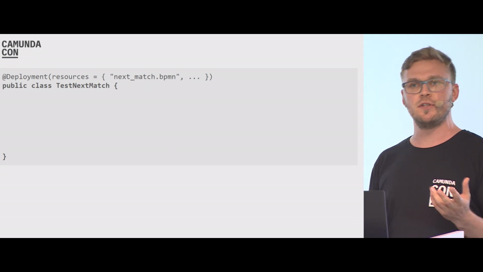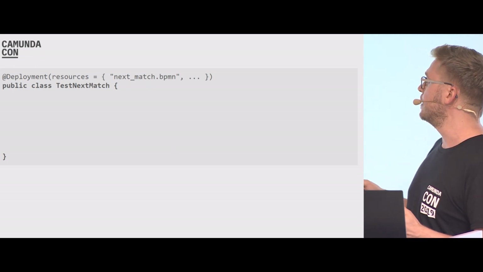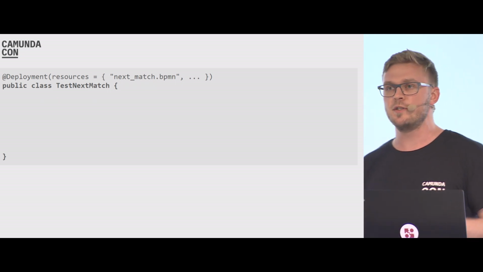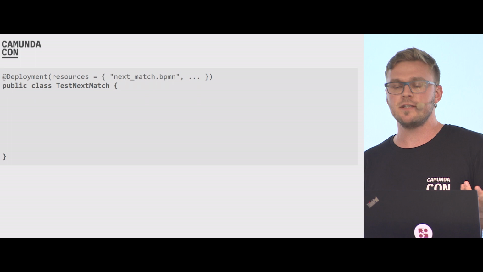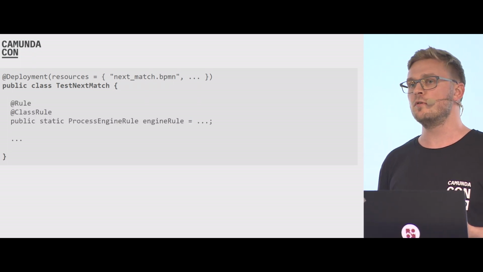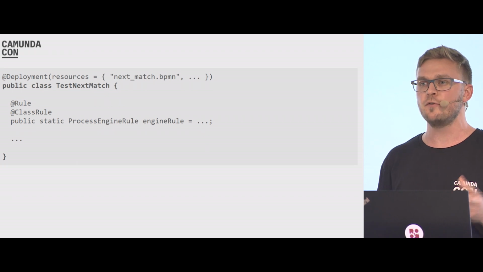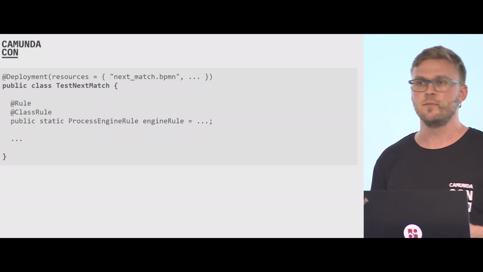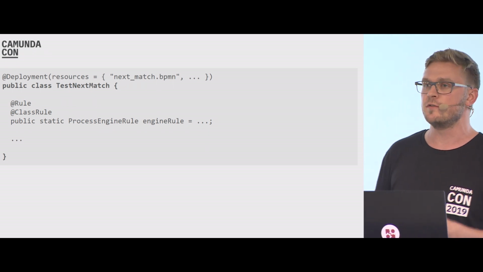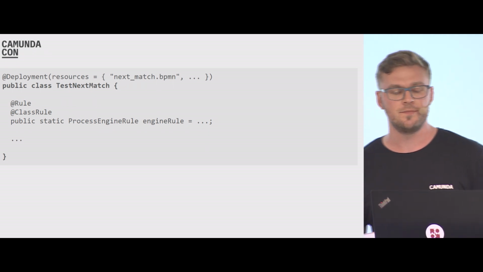So we run this in a JUnit test class, have the deployment annotation at a class level here to have all our processes deployed for all our test methods and test cases. And also we're going to use the process engine rule that Camunda BPM provides for your testing environment. So this makes sure that an engine is spun up, and we have all the services available so we can use all the API we need.